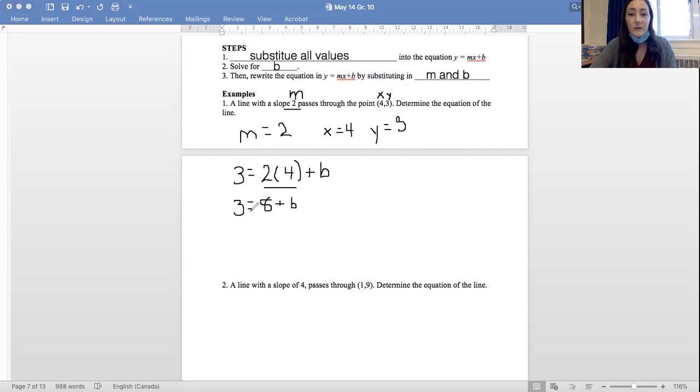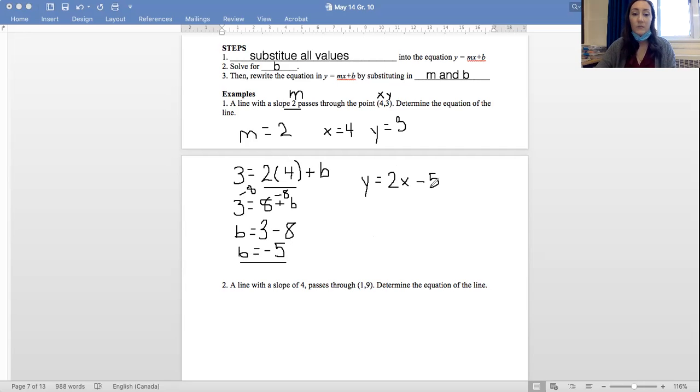Okay, so as we've seen before, to solve for b, what you're going to do is subtract 8 on both sides. Okay, so b is equal to 3 take away 8, which is -5. Okay, so now our next step is to put it back into that equation. So we're going to put the m and the b, and we're going to keep our y's in there. So we know that m is 2, so 2x. And now we know that b is -5. We just solved that. So -5. And that's our equation. That's it.